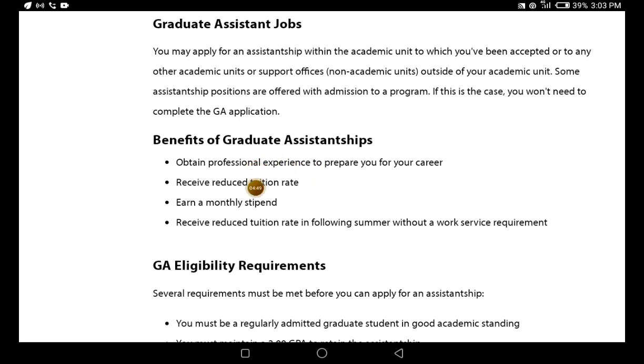So if the tuition that is reduced is like some percentage of the tuition you need to pay, then you should be able to use your stipend to actually pay the remaining tuition. Then if you use this, you can actually sustain yourself from other means. Okay, you also receive reduced tuition rate in the following summer without a work service requirement.